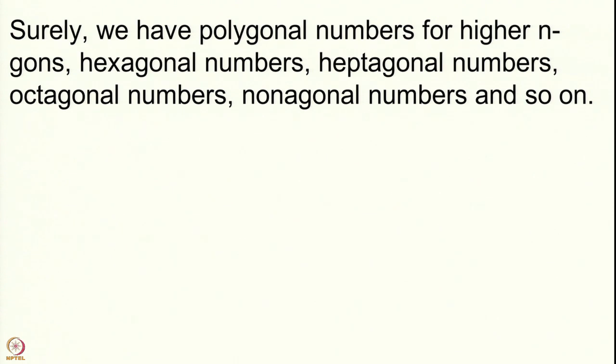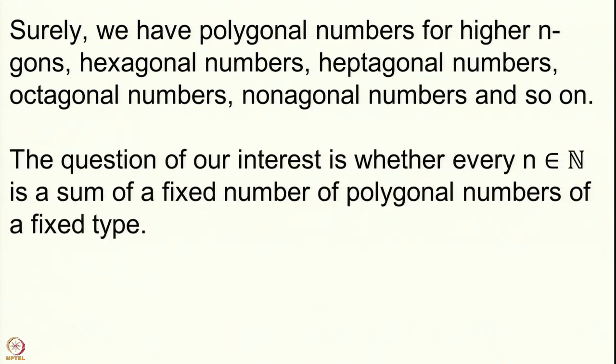So what we would actually be interested in is finding out whether every natural number is a sum of a fixed number of polygonal numbers of a fixed type. Is it true that any given natural number n is a sum of a fixed number, say only g many, of k-gonal numbers? Just like we had Waring's conjecture, is there a g equal to g_k for every k, such that every natural number is a sum of g kth polygonal numbers? This is the question that one would want to ask.